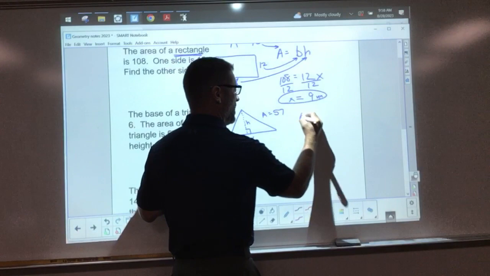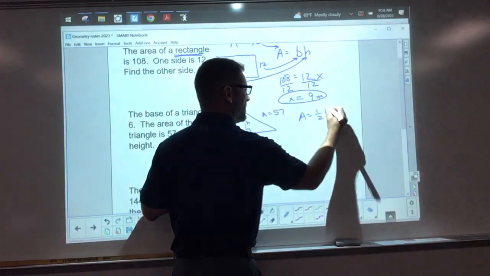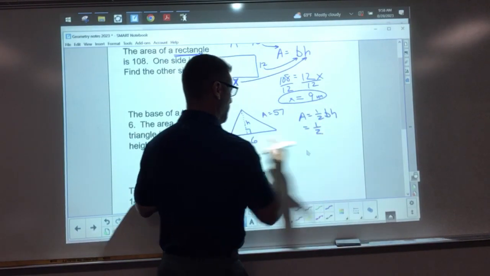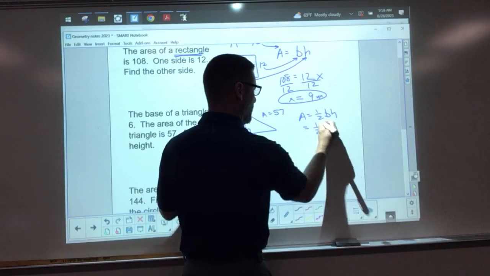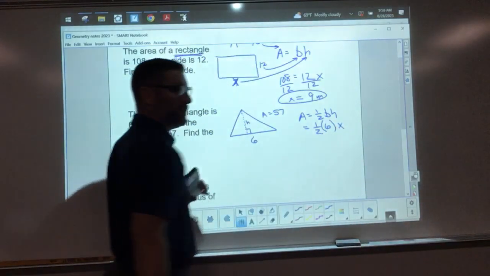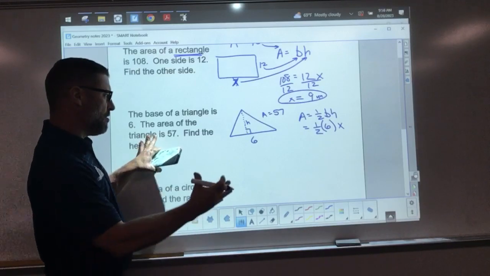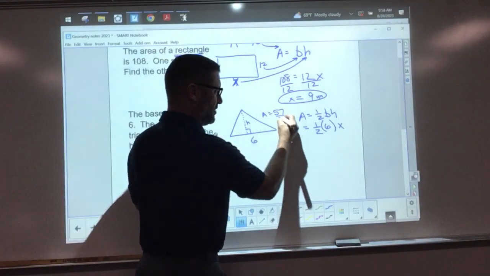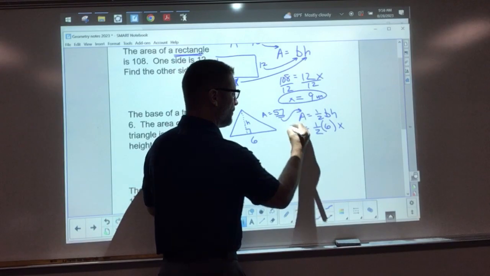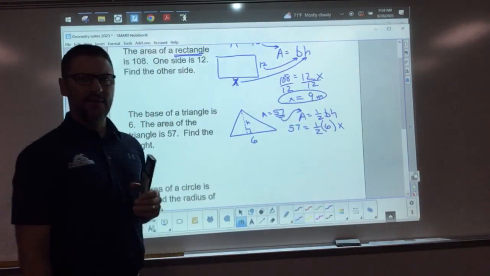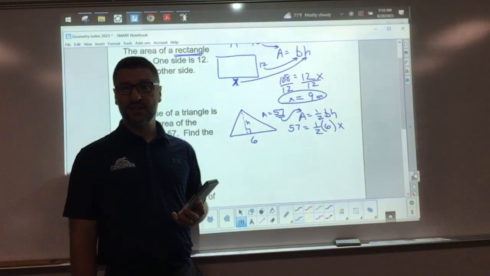All right. Area is equal to 1/2 base times height. 1/2, the base is 6. The height is, I don't know. I could leave it as h, I could put an x. I'm also going to plug that 57 in for the A, and I have an Algebra 1 equation that I can solve.